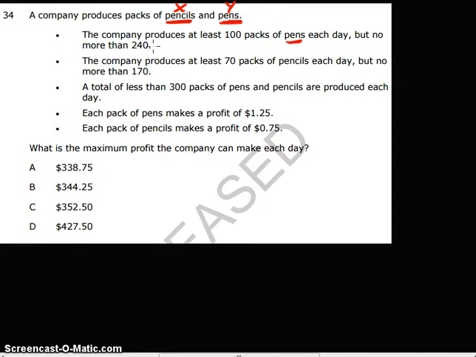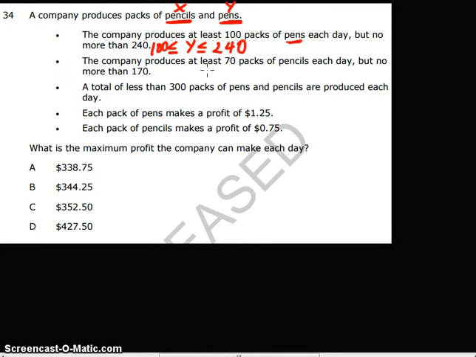So if I have to write an equation for this, remember pen is Y, so I'm going to put this one as how many pens? Well, Y has to be at least, means it could be what? 100, but no more than 240, so it actually can be what? 240 pens. So less than or equal to.